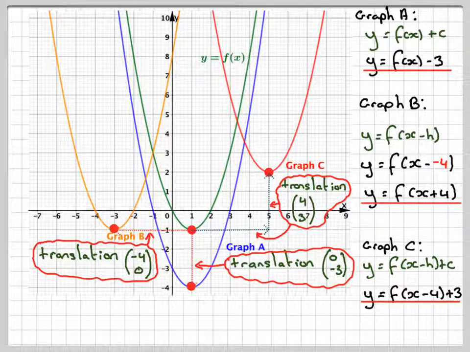Okay, so this has been a video to show you how to use graphs to come up with the transformation and write the graph in terms of f of x.